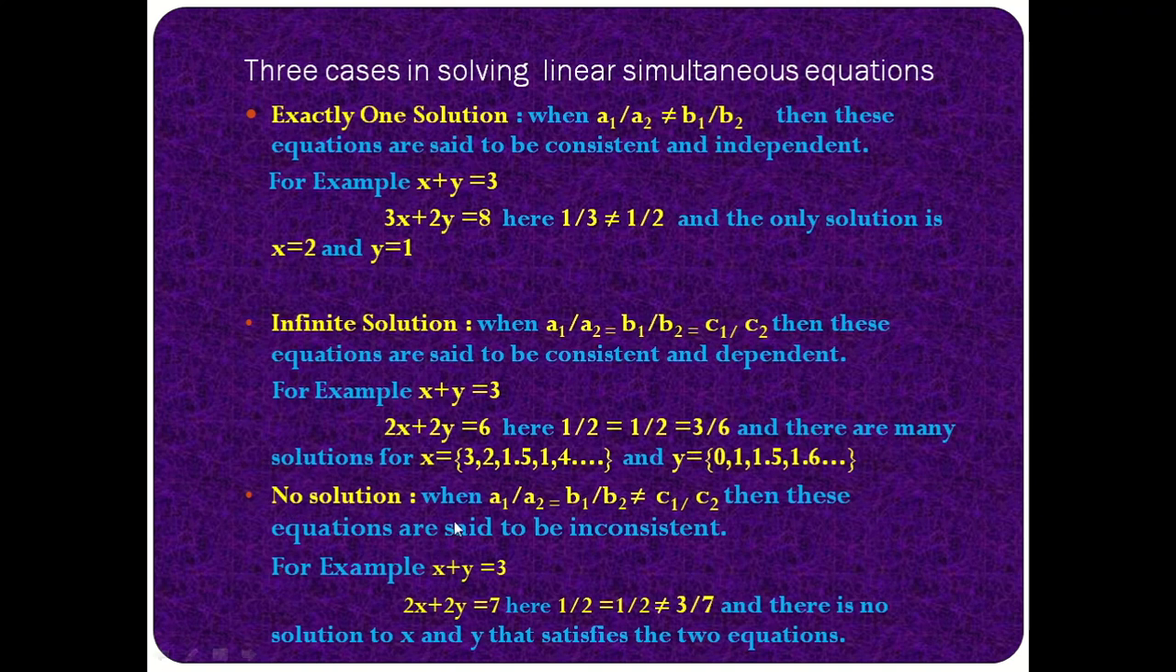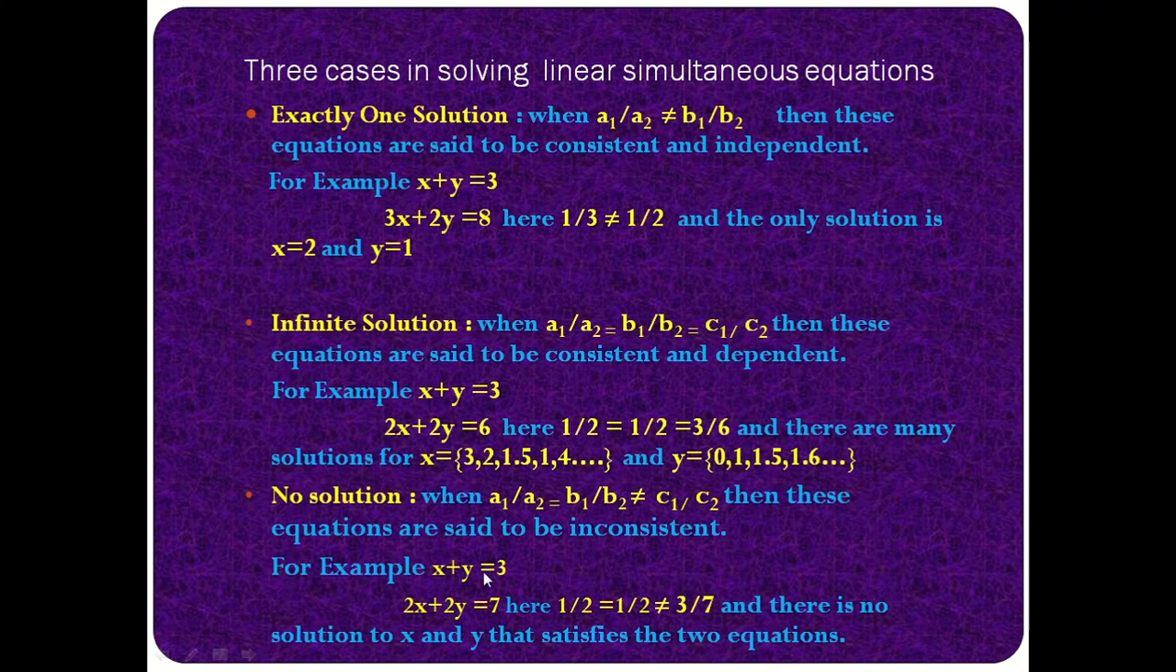Another case is no solution. In no solution, the condition is that a1 by a2 is equal to b1 by b2, which is not equal to c1 by c2. Then these equations are said to be inconsistent, because you have no answer, you have no solution.